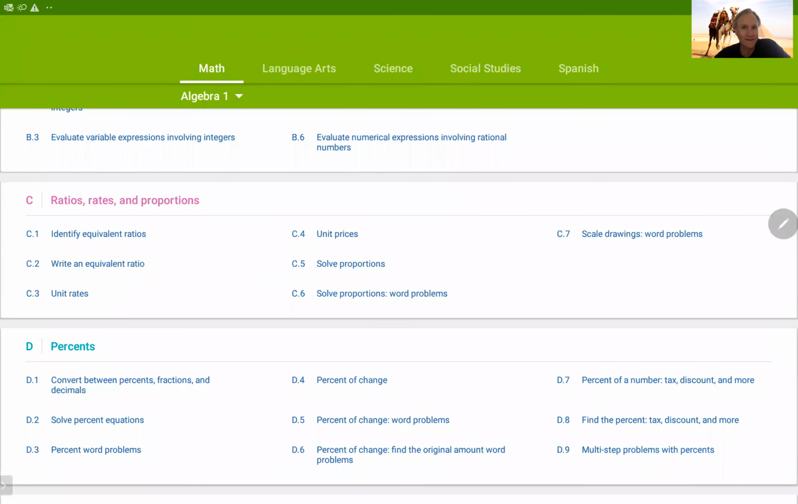Hi, everybody. This is my last section in section C of Algebra 1, which is ratios, rates, and proportions. We're going to be doing scale drawings and word problems.